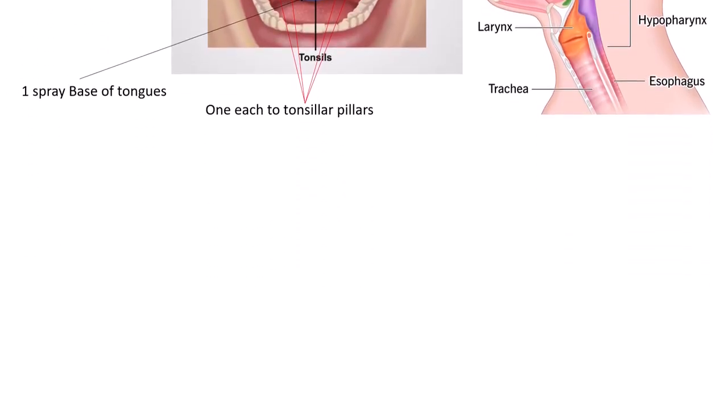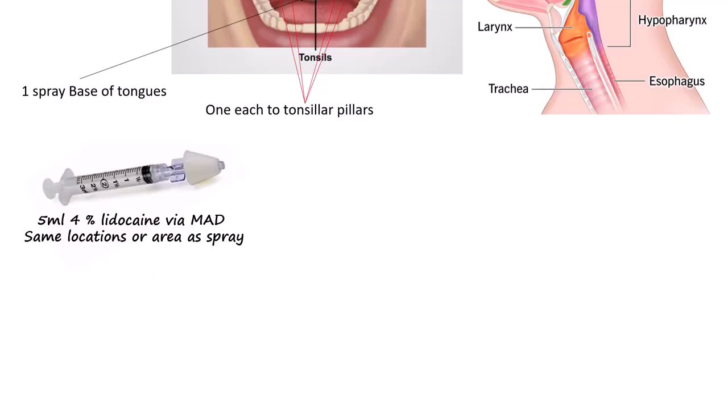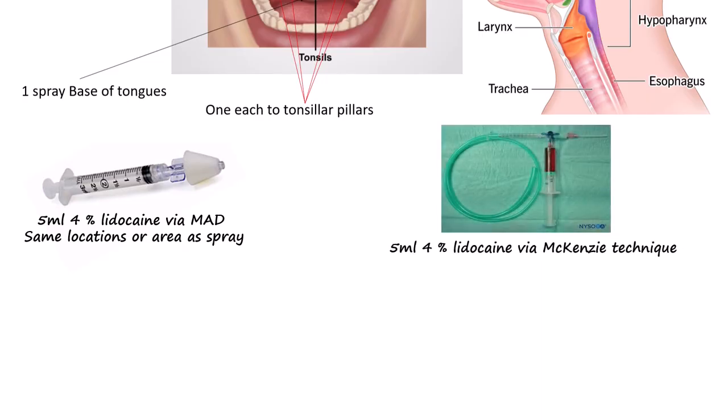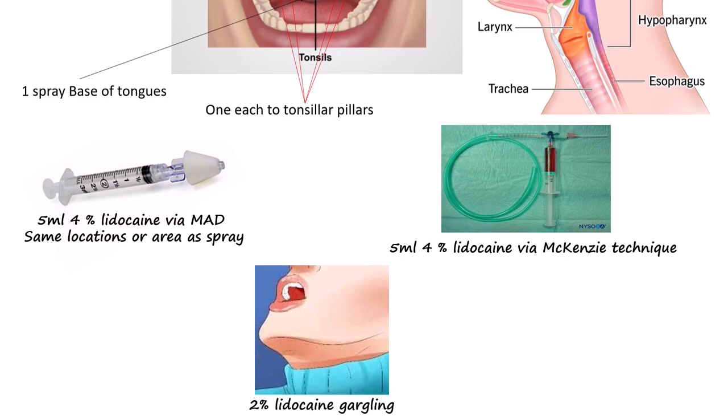A mucosal atomizer with 5 ml of 4% lidocaine can also be used for topicalizing the oropharynx. As an alternative, the McKenzie technique with same volume of lidocaine can be used too. Another option is gargling viscous 2% lidocaine for 1 to 2 minutes.